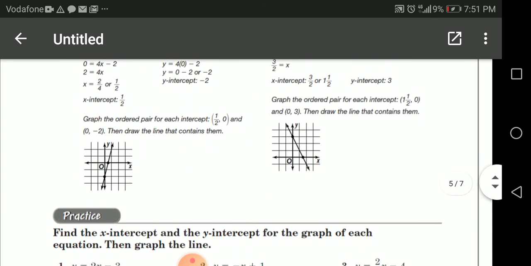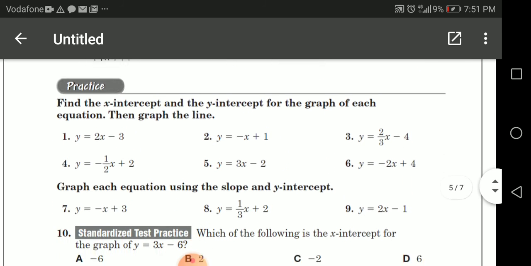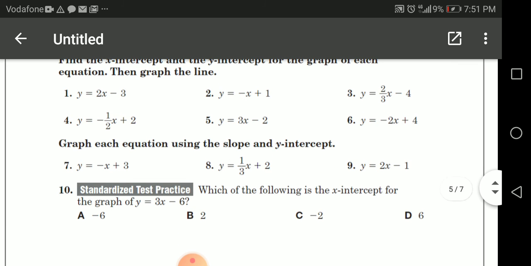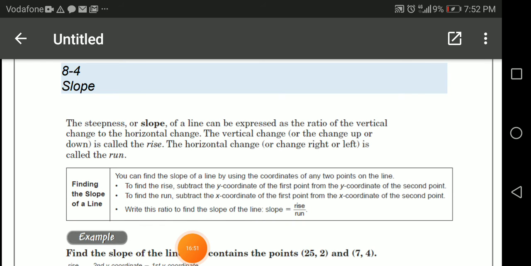Okay, and a very easy way. You have here some practice. Do it please as homework, and send it to me on Google Classroom if you have any problem. Now let's complete the slope. This is the last lesson in our week.